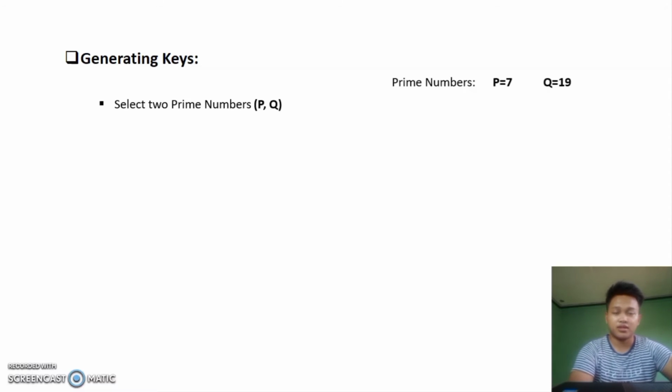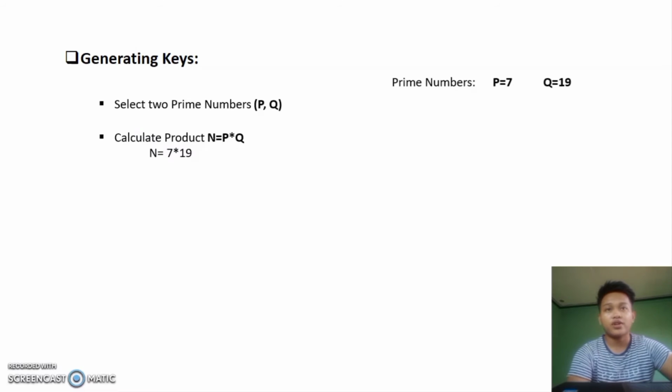And then the second step is to calculate the product, which is N is equal to P multiplied by Q. So for this step, we are going to multiply P and Q, where P is equal to 7, multiplied by Q, which is 19, and we get the product of 133. We are going to call this value N. N is equal to 133. And now, this 133 is a semi-prime number, because this 133 comes from multiplying P and Q.